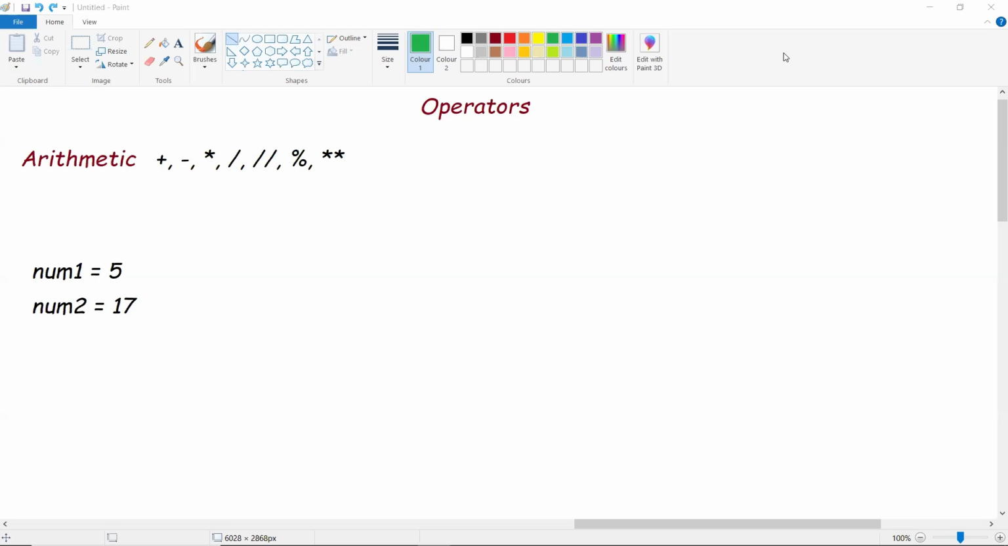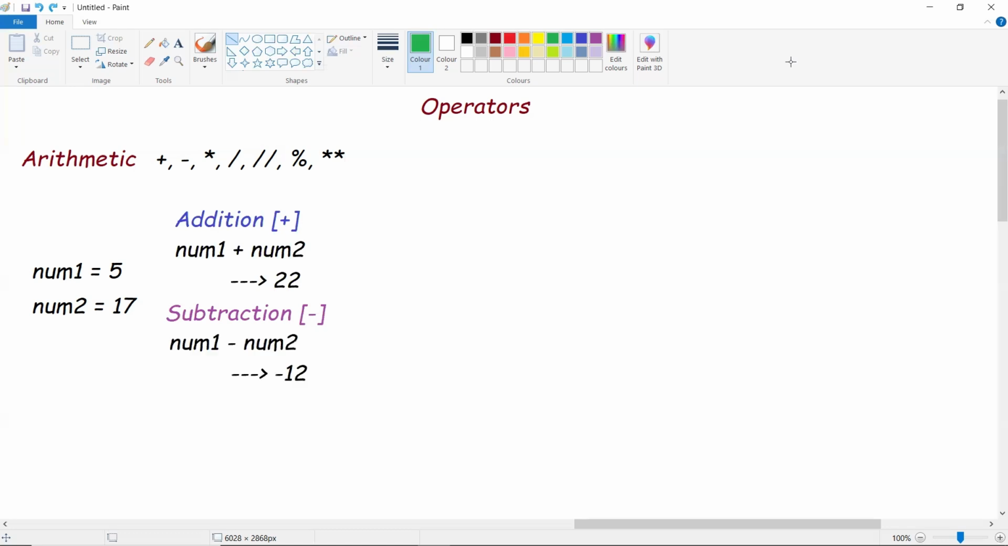So let's get started. Here I've considered two numbers, num1 is 5, num2 is 17. If I perform the addition operation between these two, num1 plus num2, the answer would be 22. Similarly, if I perform the subtraction operation, 5 minus 17, which is num1 minus num2, I would get the answer as minus 12. Similarly, if I do multiplication, 5 multiplied by 17, the answer would be 85. So addition, subtraction, multiplication are pretty much simple.